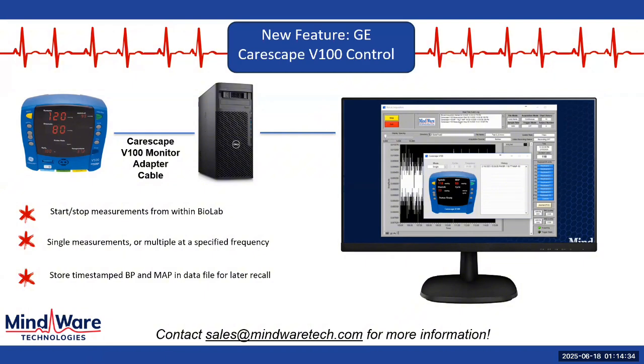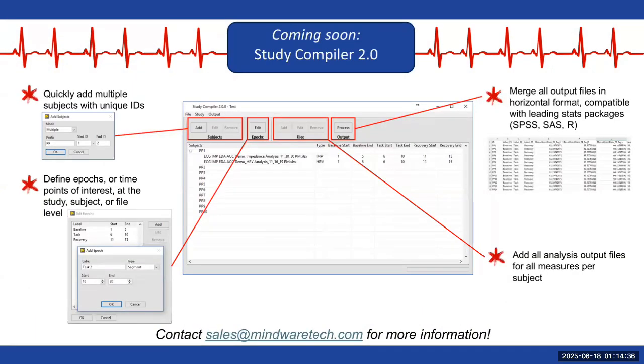Another thing we have is Study Compiler, which is coming out soon. This is brand new software that we're going to be releasing, which adds another layer of pre-processing of data before our statistical programs, such as SPSS, R, or SAS, for example. Essentially, we can load a lot of different files at once and enter unique IDs for specific files.